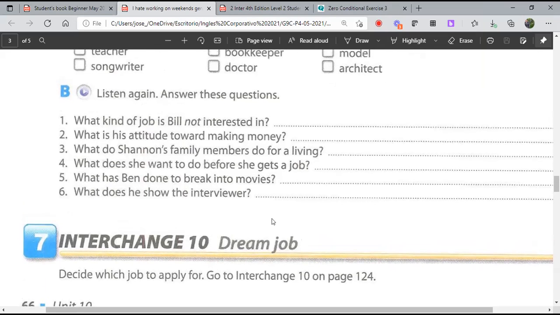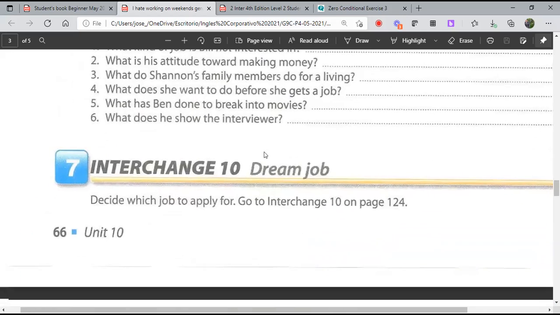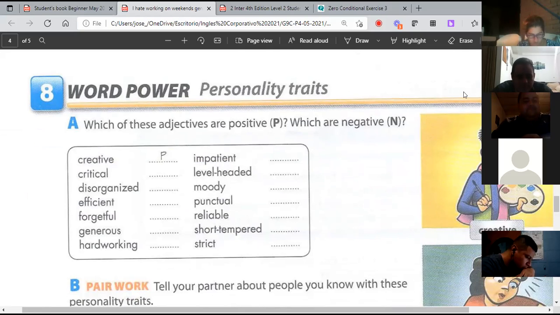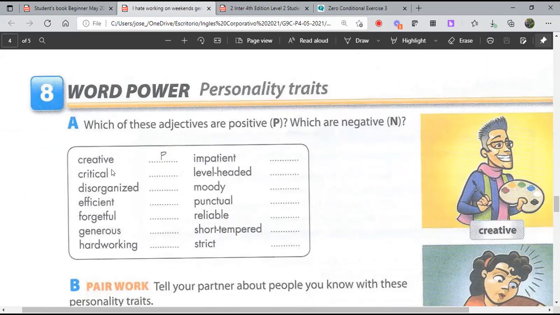So with this, we basically finished the topics about the gerunds and stuff like that. But before we continue, I want you to take a look at this one, please. Personality traits, okay? And it says, which of these adjectives are positive and which are negative, all right? And we have the words over here: creative, critical, disorganized, efficient, forgetful, generous, hardworking, impatient, level-headed, moody, punctual, reliable, short-tempered, and strict.